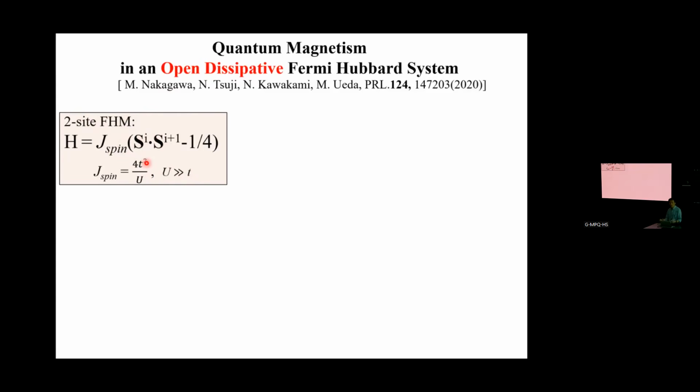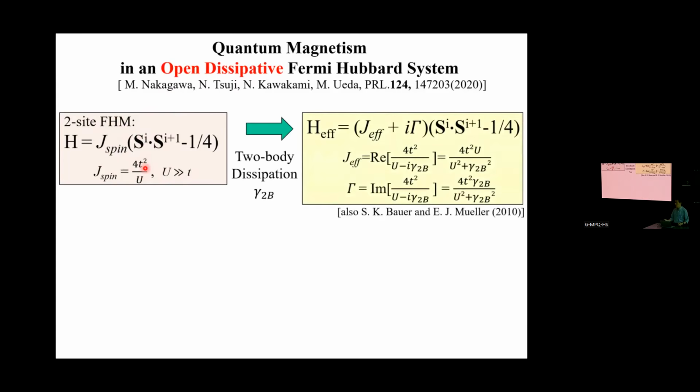This is the case of no dissipation, and J represents the superexchange energy. Okay, and if we introduce the two-body dissipation characterized by gamma 2b, then the system can be described by this effective Hamiltonian. Here, J is modified like this, and there is an imaginary term given like this.